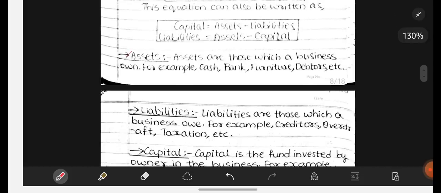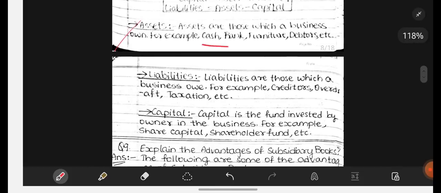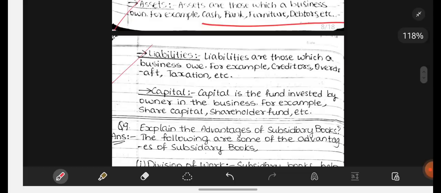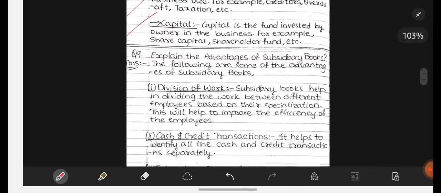Okay, what are the assets? You have to write. Assets are nothing but cash, bank, furniture, debtors, all that we have seen yesterday in the explanation of final accounts. Capital, liabilities, you have to write.